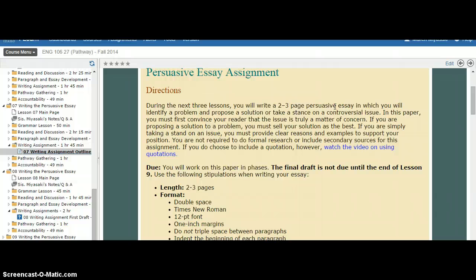You are not required to do formal research or include secondary sources for this assignment, but if you do choose to include a quotation, I'm also going to say summary or paraphrase, however, watch the video on using quotations. So you don't have to use outside resources, but you can. And again, think back to GS 120 about how you can pick reliable resources in that way.